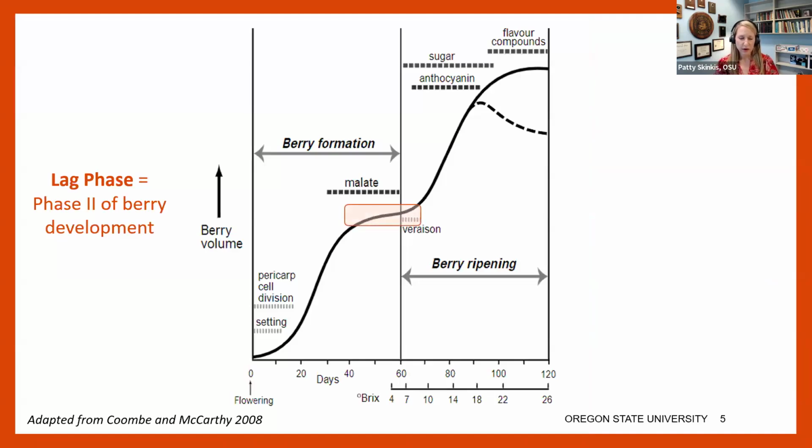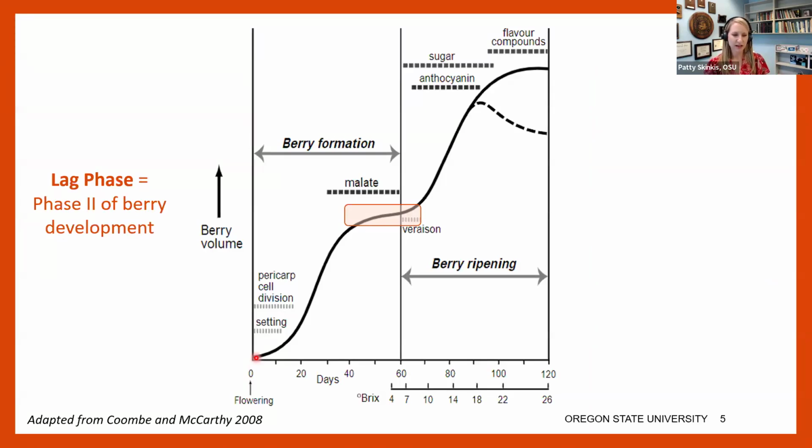Now, the lag phase of berry development is part of phase 2 of berry development. So in this diagram, we see that it's representing the development of the berry. So this curve right here is what they call the double sigmoidal curve. And this is commonly talked about. This is a textbook kind of summary. This is not what a real cluster, or I should say berry, looks like. It's a little more messy than this.